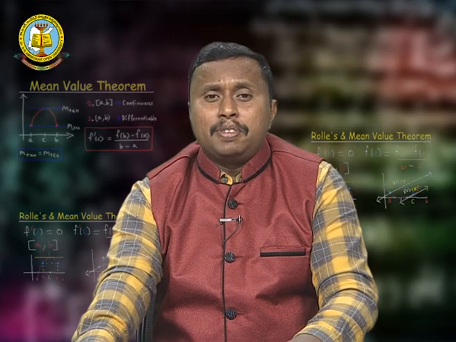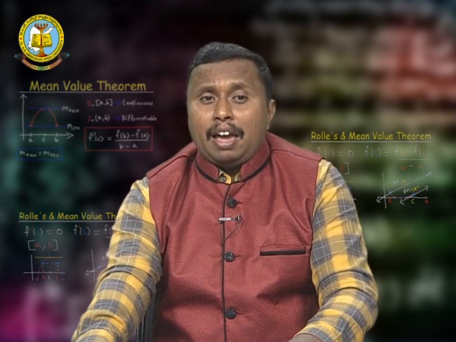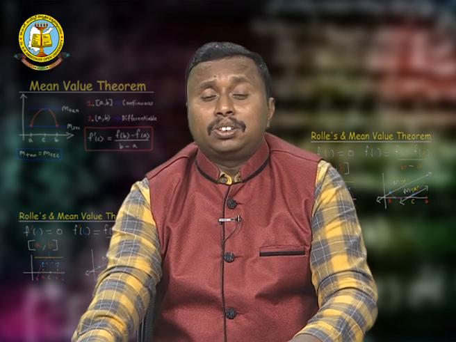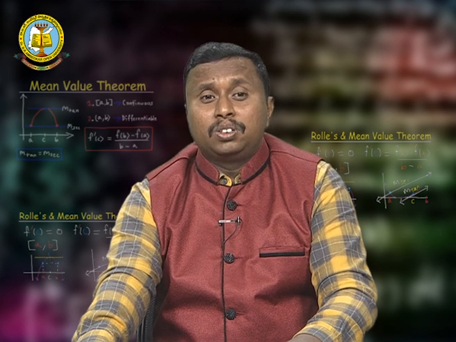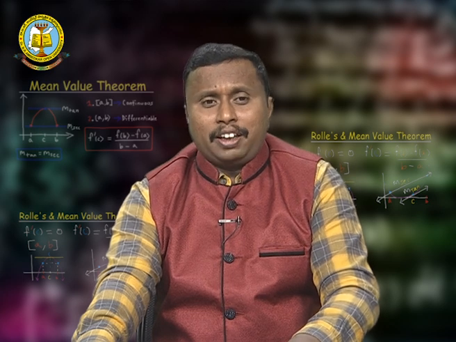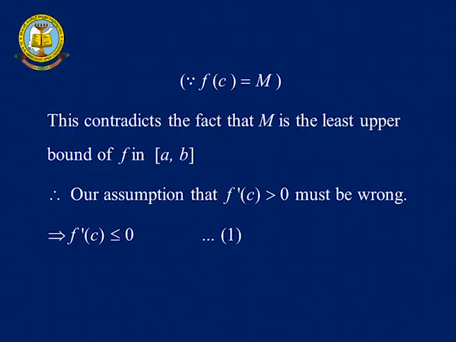Why? Because M is the least upper bound. So what is the least upper bound? That M is the least upper bound of f in [a, b]. But here there exists one more element such that f of x is greater than M. But M is the least upper bound, yet there exists one more element f of x greater than it. So we get the contradiction. Why did we get the contradiction? We took f dash of c greater than 0. So therefore our assumption is wrong. What is our assumption? That f dash of c is greater than 0. So from there we can write that f dash of c is less than or equal to 0.